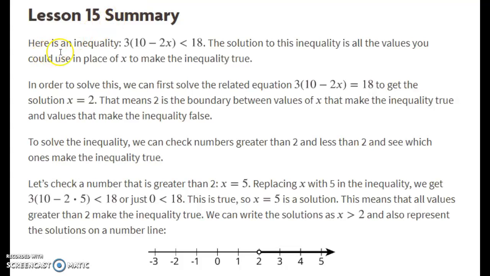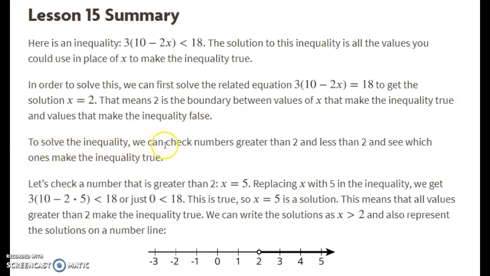Lesson 15 summary. Here is an inequality: 3 times the quantity 10 minus 2x is less than 18. The solution to this inequality is all the values you can use in place of x to make the inequality true. In order to solve this, we can first solve the related equation 3 times the quantity 10 minus 2x equals 18, to get the solution x equals 2. That means 2 is the boundary between values of x that make the inequality true and values that make the inequality false.